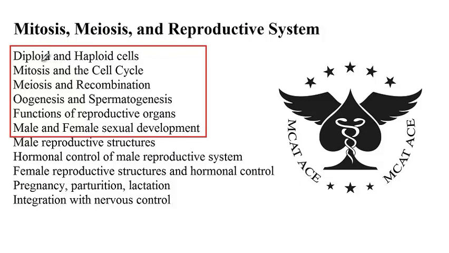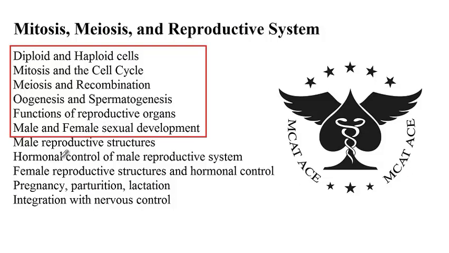includes the difference between diploid and haploid cells, the mechanisms of mitosis and meiosis, how eggs and sperms are being produced, the other terms for which are oogenesis and spermatogenesis, and then go over the functions of different reproductive organs, and in the end discuss how male and female sexual organs develop from their embryonic structures.